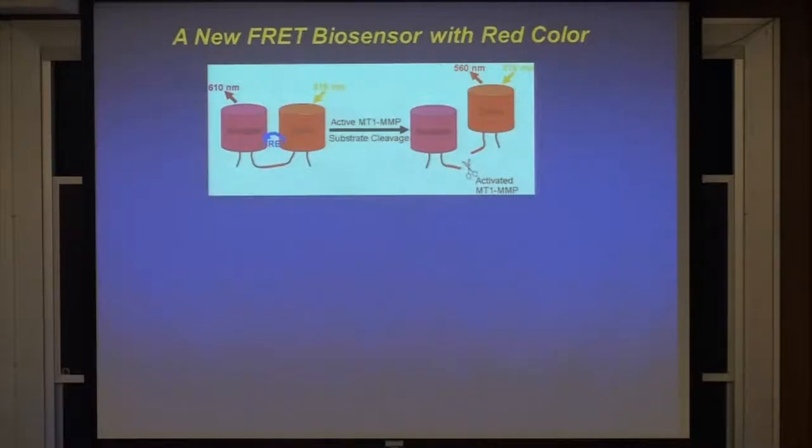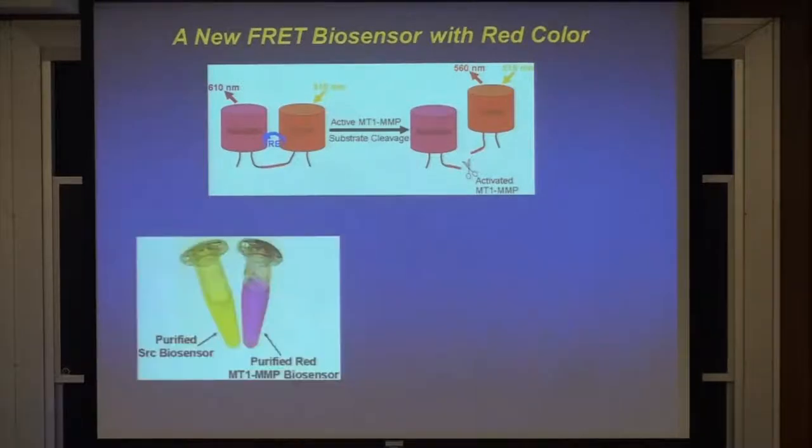Orange is relatively close to red, but not in the red zone yet. But cherry is relatively deep red. So their color could be quite different from the typical CFP-YFP-based FRET biosensor, okay? As you can see, this is a CFP-YFP-based FRET biosensor with a relatively yellow color. And if you use the orange and cherry, we can see quite a different color.